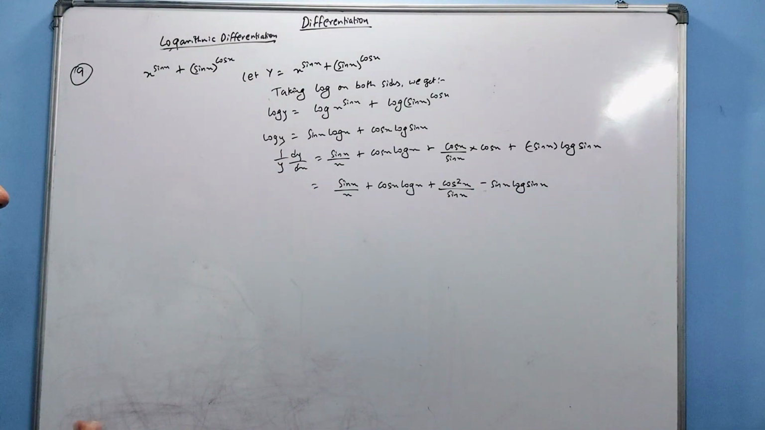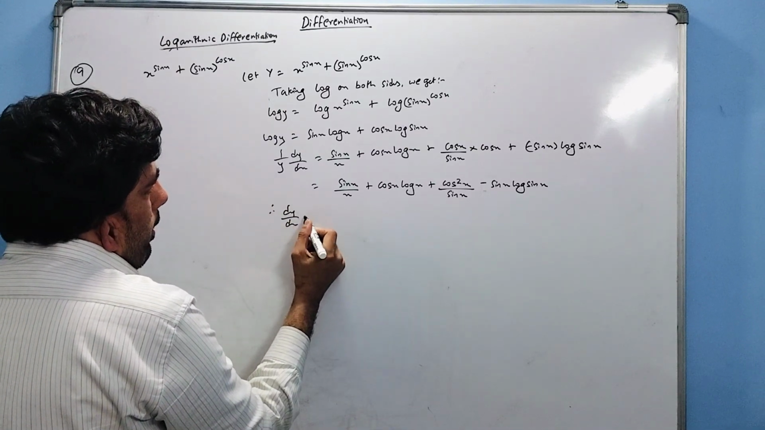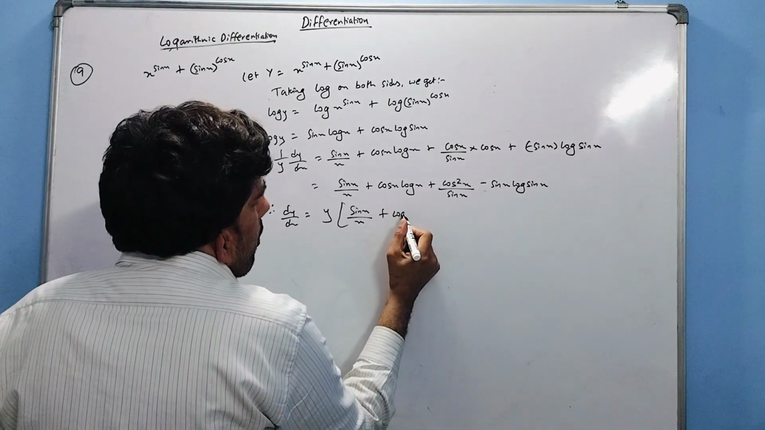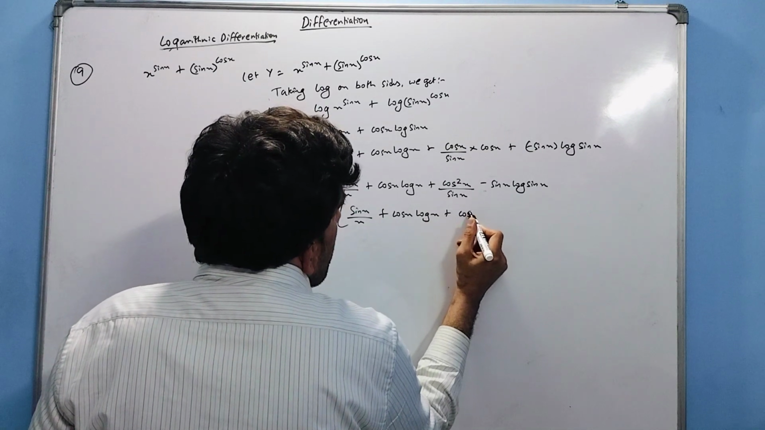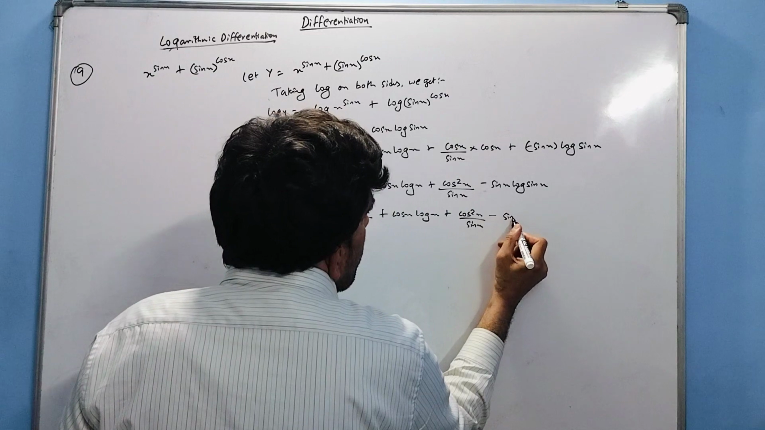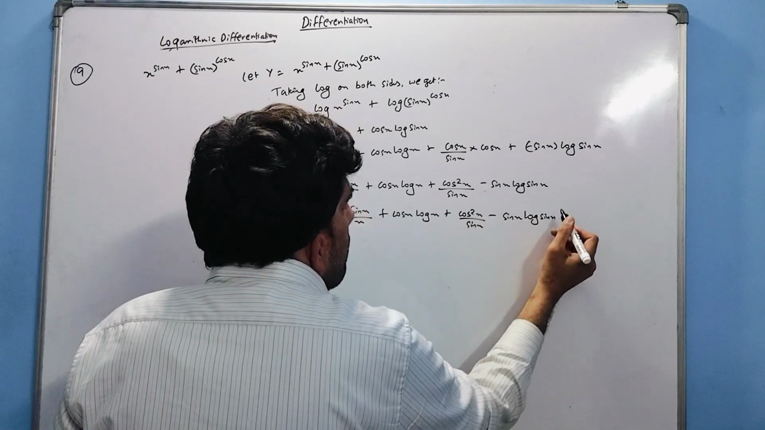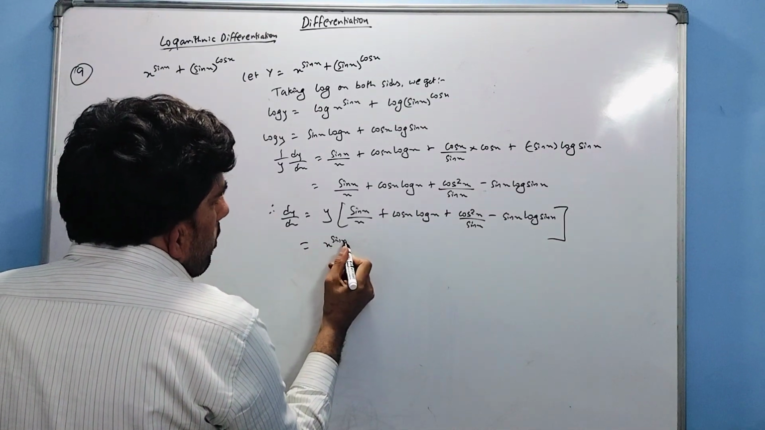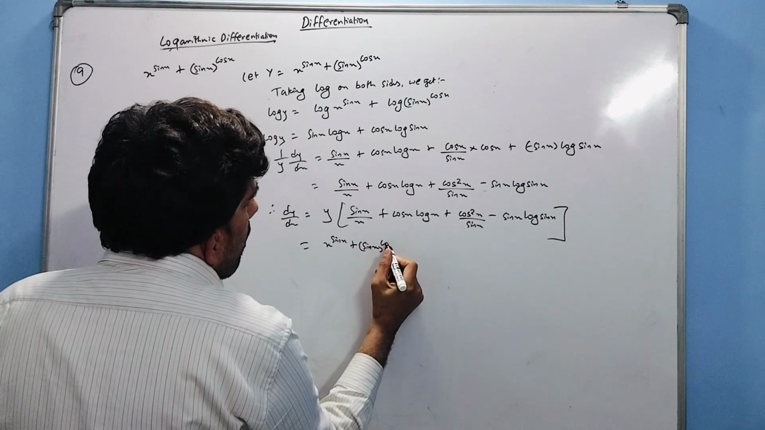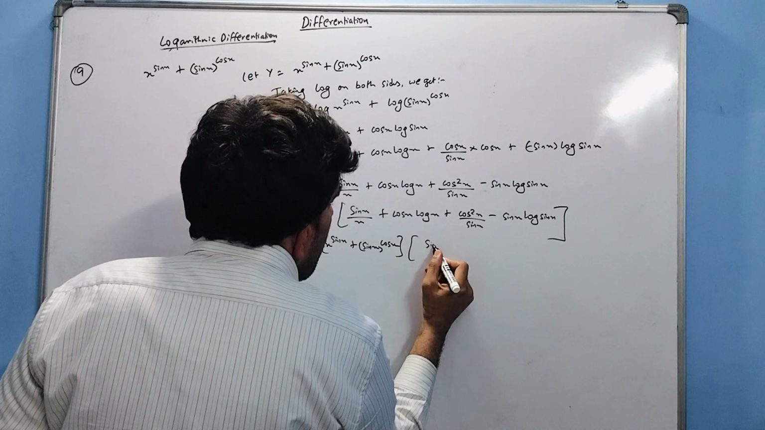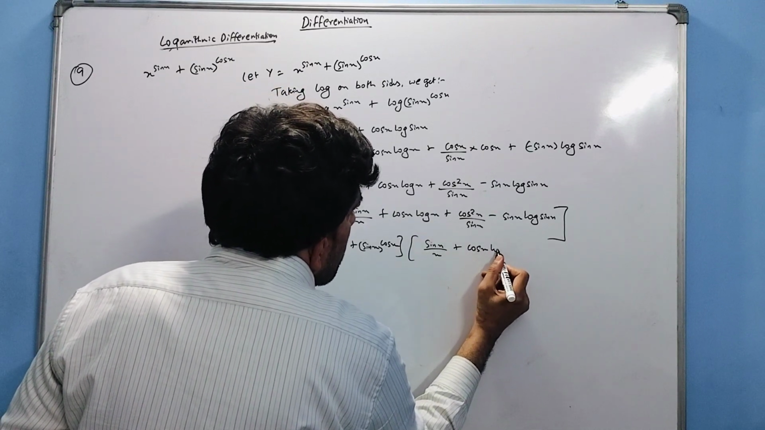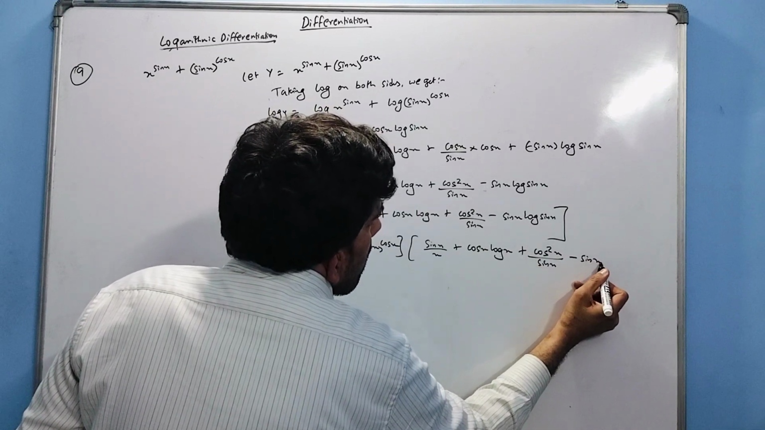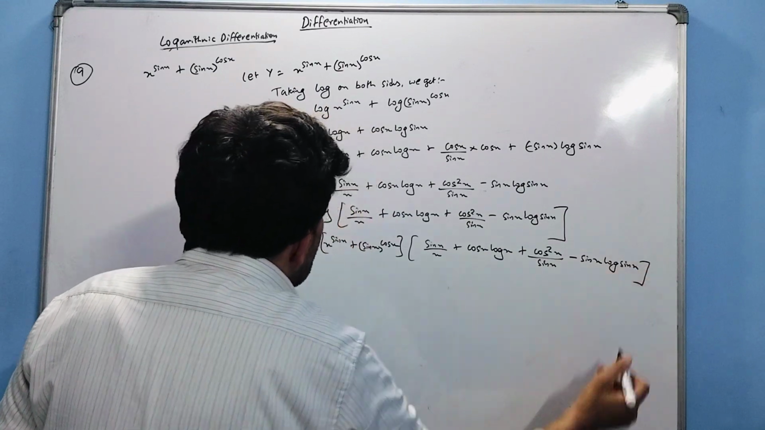Therefore dy upon dx will be y into sin x upon x plus cos x log x plus cos square x upon sin x minus sin x log of sin x. Now put y here. What is y? x raised to power sin x plus sin x whole power cos x, into sin x upon x plus cos x log x plus cos square x upon sin x minus sin x log of sin x.